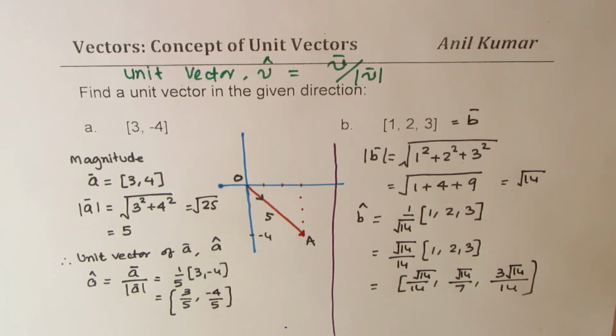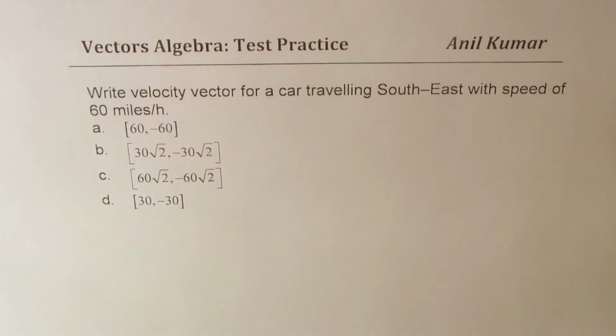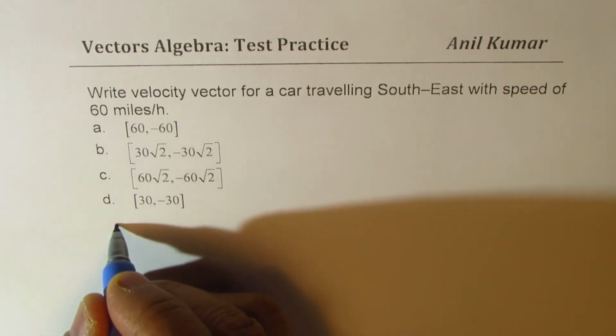Now let us take up two examples which we talked about earlier. So let us try to answer this question. Write velocity vector for a car traveling southeast with speed of 60 miles per hour. I have converted this into a multiple choice question. You can pause the video, answer the question, and then look into my suggestions. So let's first understand the concept.